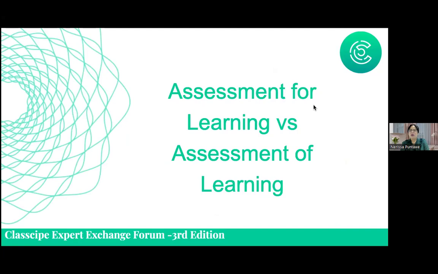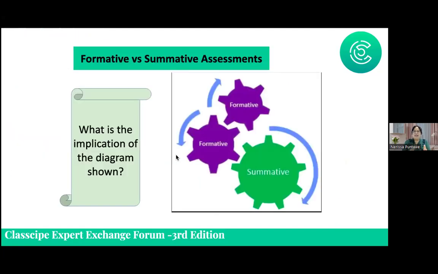Okay, so moving on, let's take a look at the difference between assessment for learning and assessment of learning. Now, these two are different, and I'm sure all of you here are familiar with this, so I don't really have to go deeper about the difference. So let's just have this diagram. What is the implication of this diagram shown? You have there the wheels, and how is the formative actually related to summative? Please share your comments or insights about this on the chat box.